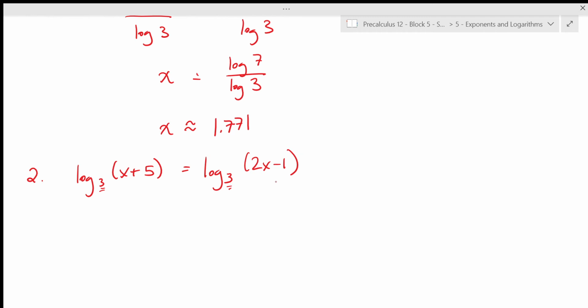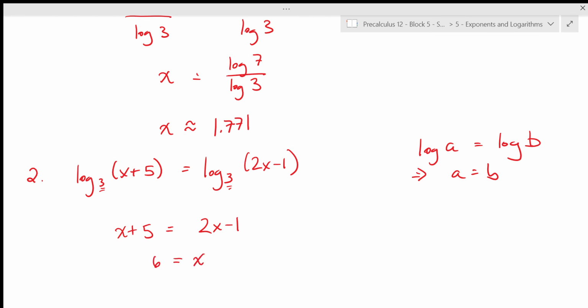So this means in order for the log of two things to be equal, if log A equals log B, that implies that A equals B. So we're going to use that rule here. So we have that x plus 5 equals 2x minus 1. We can do that because the base is the same. So I'm going to subtract x from both sides and add 1 to both sides. So that's going to give me x equals 6.